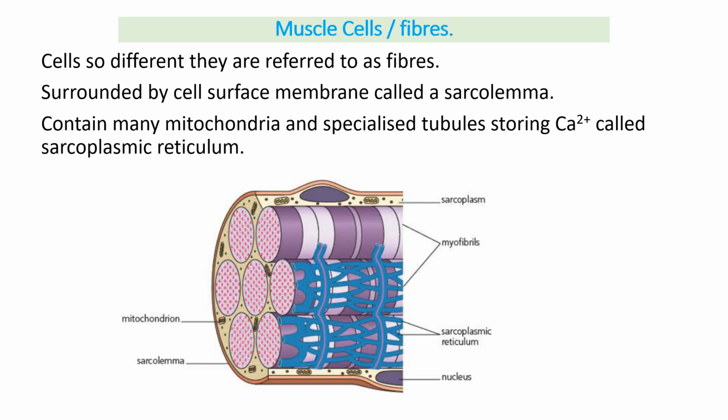I might refer to them as muscle cells or muscle fibers. Because the cells are very different to other cells, they're often referred to as fibers. They're surrounded by a cell surface membrane called a sarcolemma, so you should be using that word rather than just a membrane. They contain many mitochondria and specialized tubules that store calcium ions, which we'll come on to later. And instead of being called endoplasmic reticulum, although you'd probably get the mark for that, we should technically call this the sarcoplasmic reticulum.